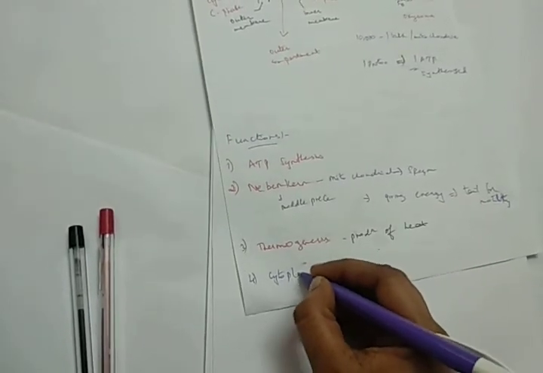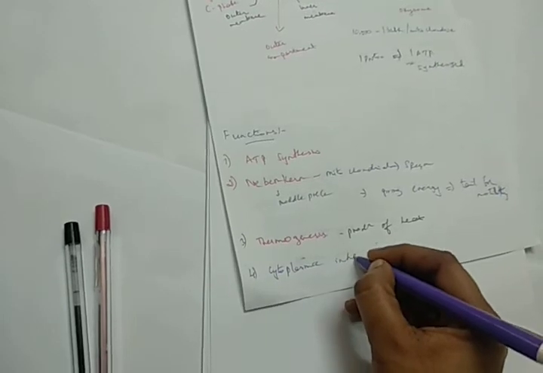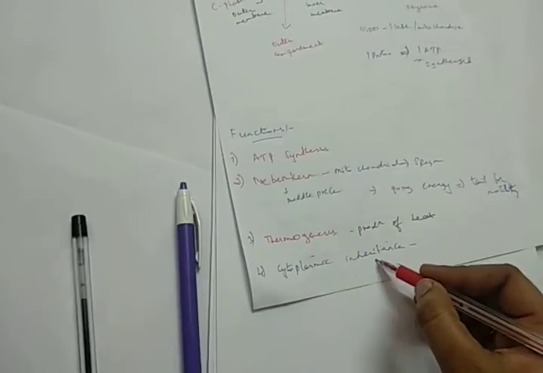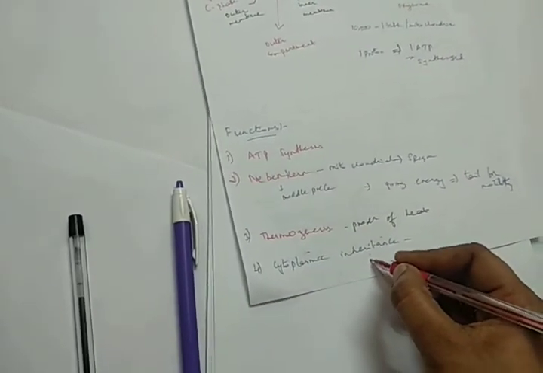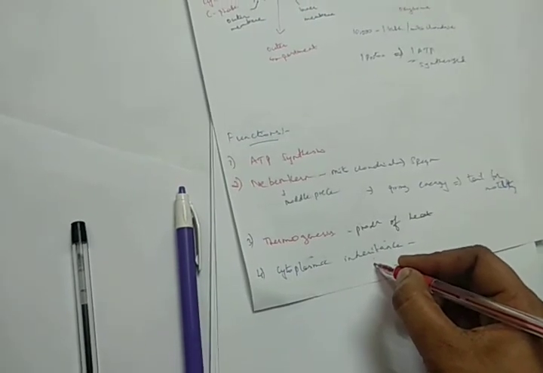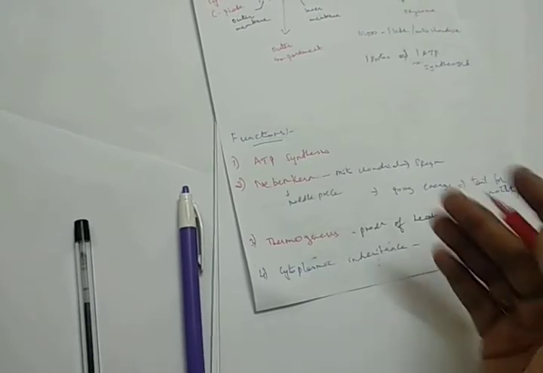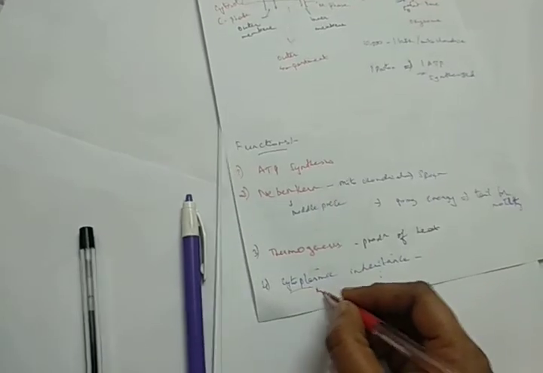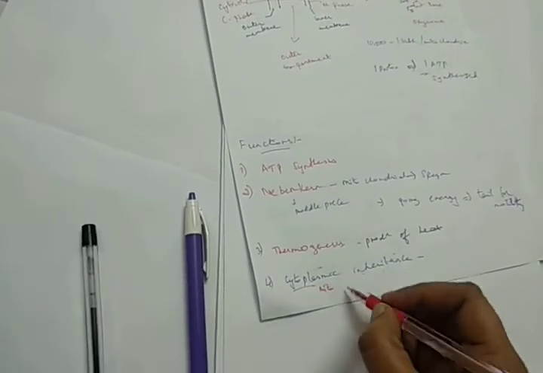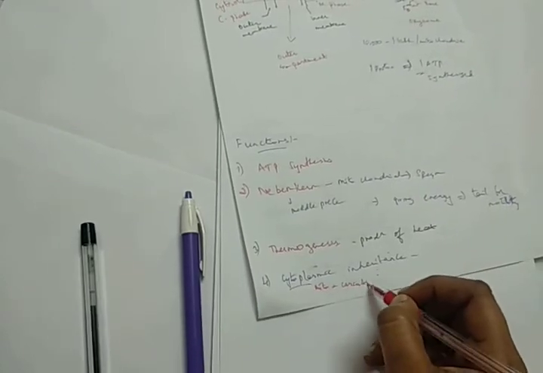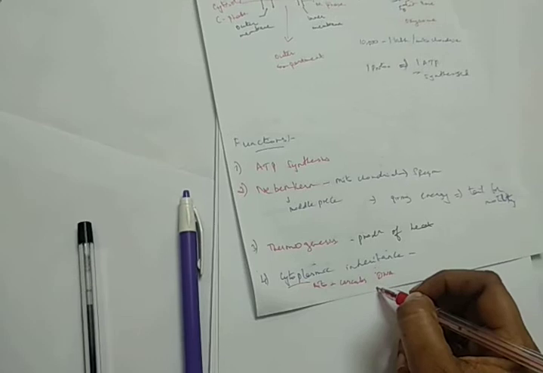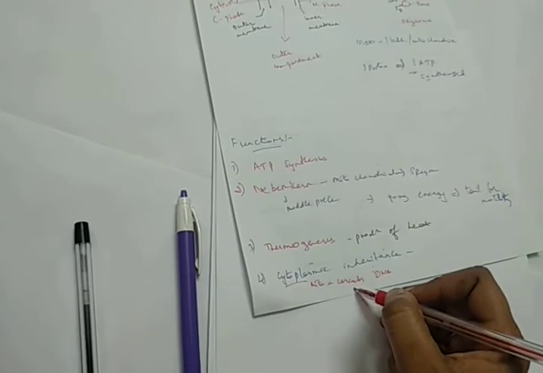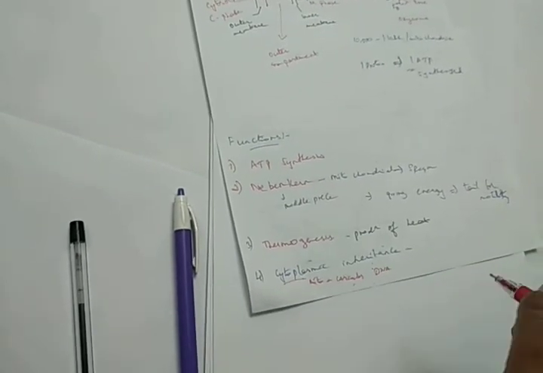It is also involved in cytoplasmic inheritance. Inheritance means the transfer of genes from the parents towards the offspring. In cytoplasmic inheritance, in the cytoplasm region, there is the presence of mitochondria. Mitochondria consist of what? The circular DNA. The circular DNA has its own genetic material. So this also helps in the transfer of characters from the mother towards the offspring.